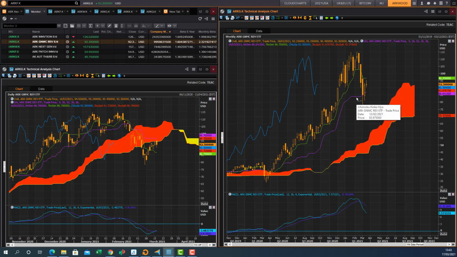On the weekly it managed to rebound from the standard line. So it's critical for the ARK Genomic ETF to stay above this level. If this level fails, it's going to retest this high, and there is downside risk to the bottom end of the cloud here at 70. So there's significant downside risk in this name.